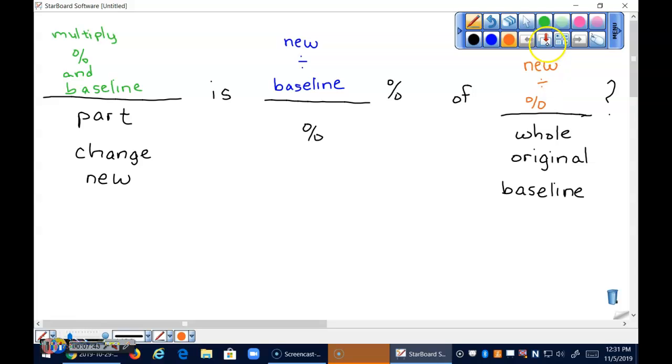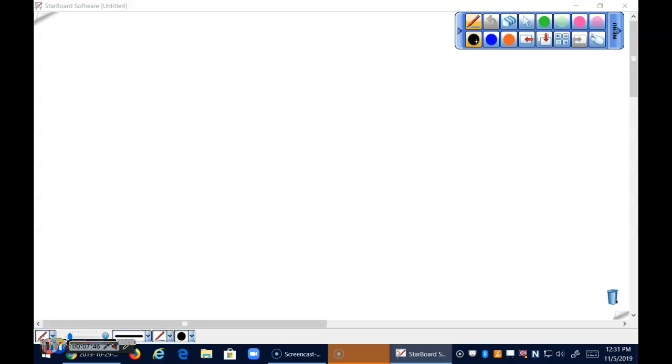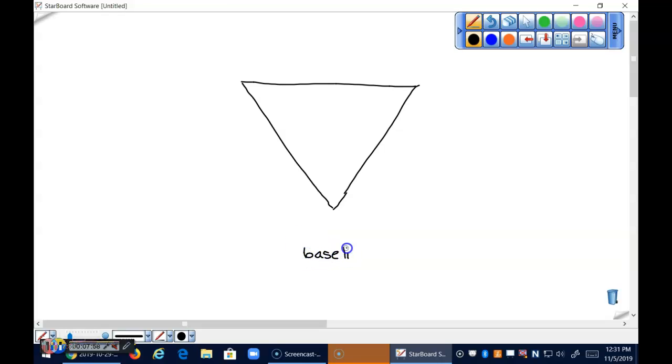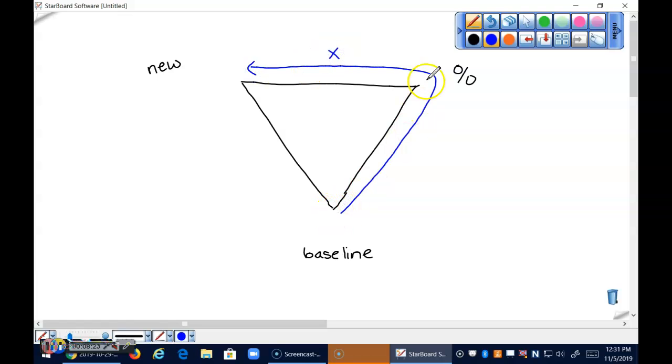If I try and make it shaped like a triangle, because that was kind of a cute feature of the other method, I'm going to draw it upside down because to me the baseline sort of should be the base. And then I have a percent, and I have my new thing. So what would happen if you don't know the new thing, then you're going to do the multiplying the other two. I'll start at the baseline, I'll multiply it by the percent, and I'll get to the new thing.